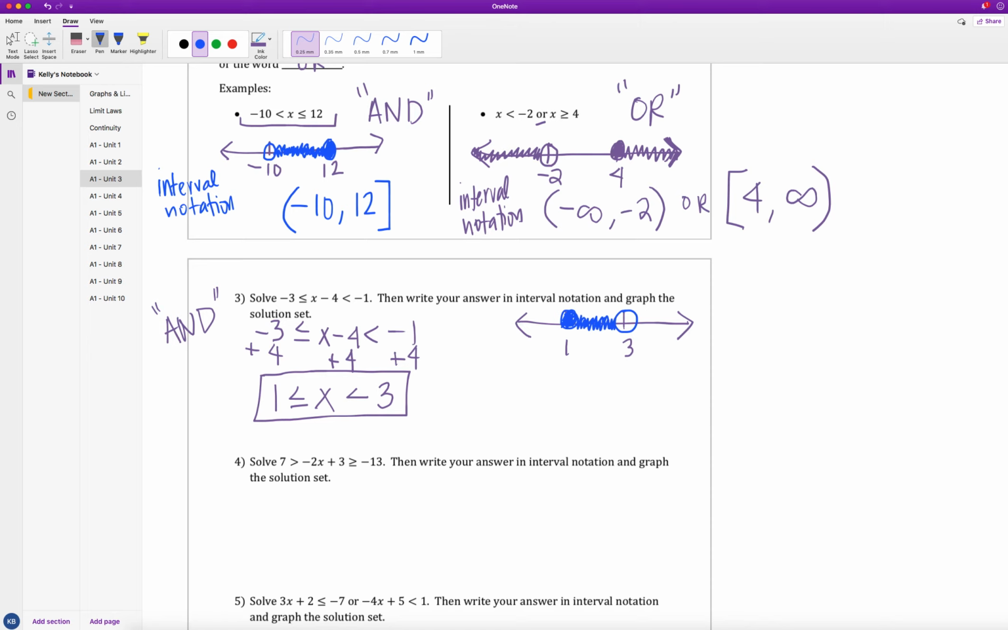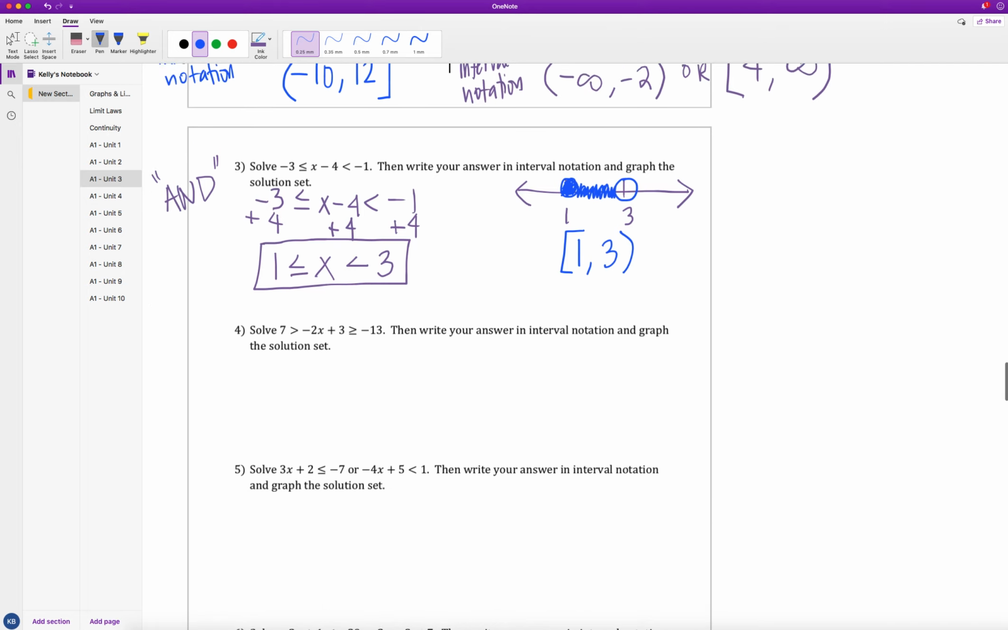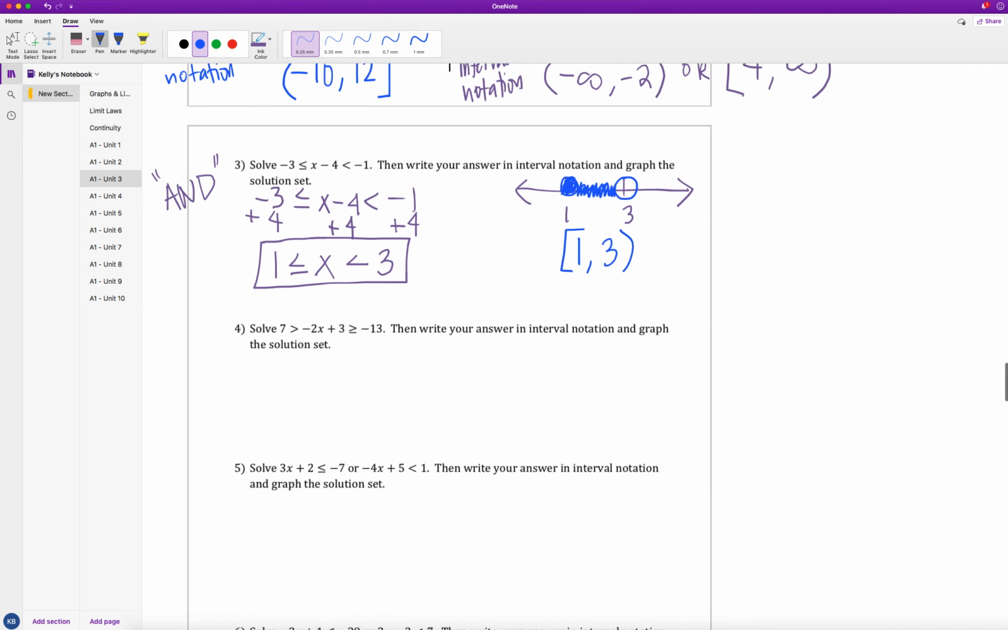Interval notation for this, why don't you pause and write the interval notation and we'll check it. So interval notation will go from 1 to 3. I'll put a bracket at 1 because of the closed circle, and then an open parenthesis at 3 because of the open circle. Okay, I want you to pause the video and do example 4 on your own first, and then we'll check it all together. Okay, let's go ahead and solve this.